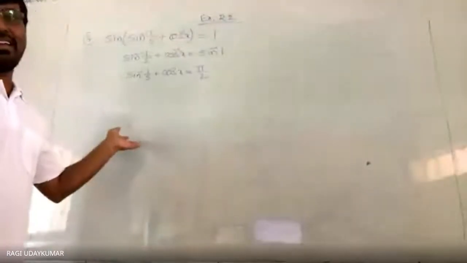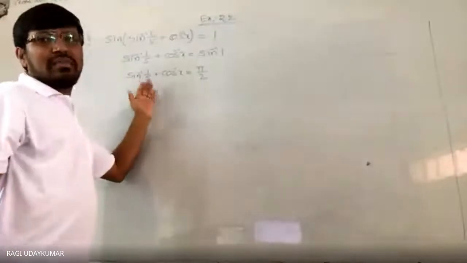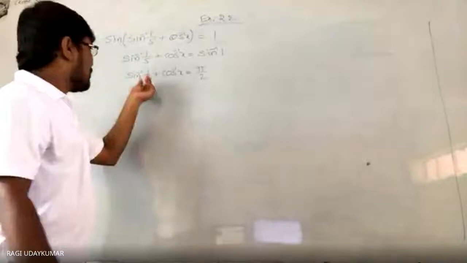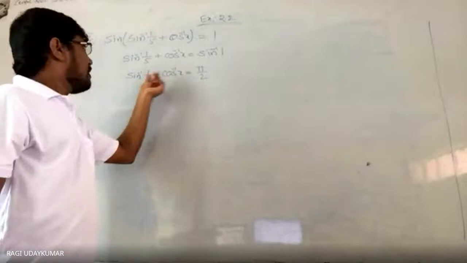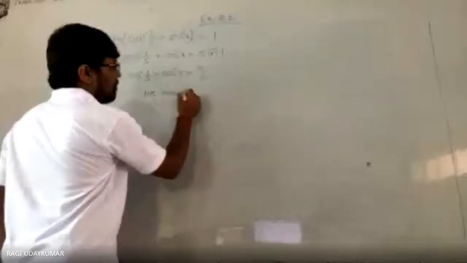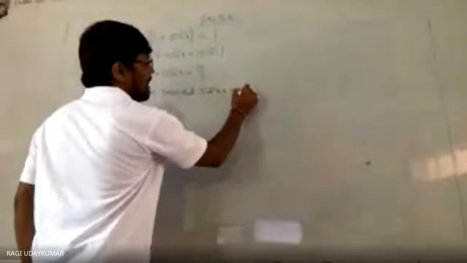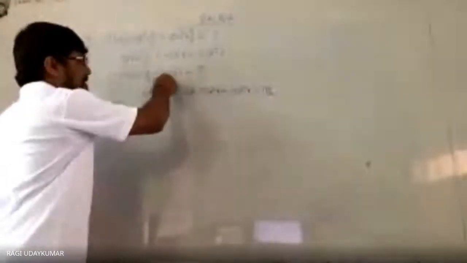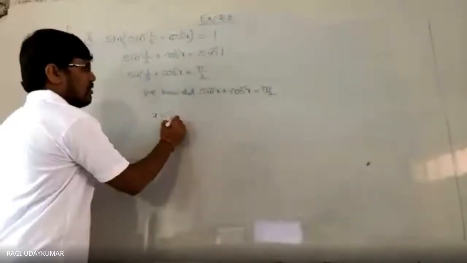And you have an identity in inverse trigonometric functions that sin inverse x plus cos inverse x is equal to pi by 2. So if this is x, this also should be x. From the properties of inverse trigonometric functions, sin inverse x plus cos inverse x is equal to pi by 2, so these two should be the same. Therefore, you can say that x is equal to 1.